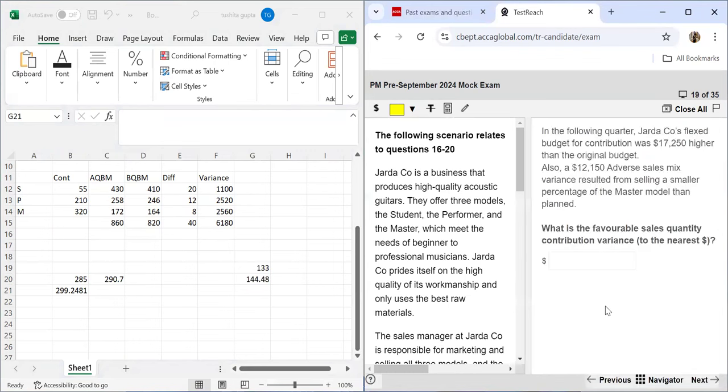Moving forward to the second last question. In the following quarter, Jarda company's flexed budget for contribution was 17250 higher than the original budget. Also, a 12150 adverse sales mix variance resulted from selling a smaller percentage of the master model than planned. So you have to tell what's the favorable sales quantity contribution variance.